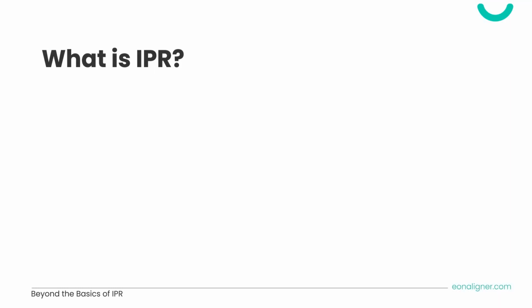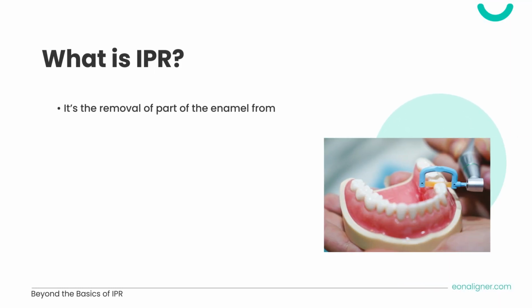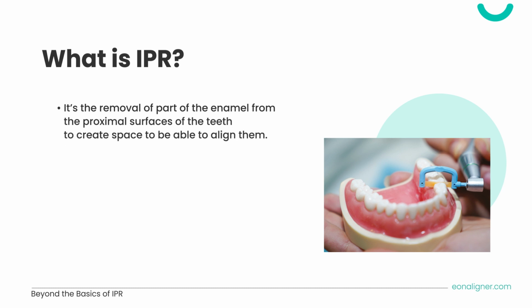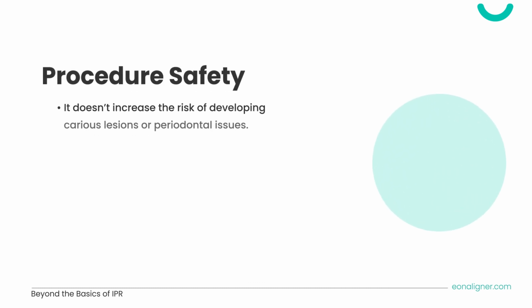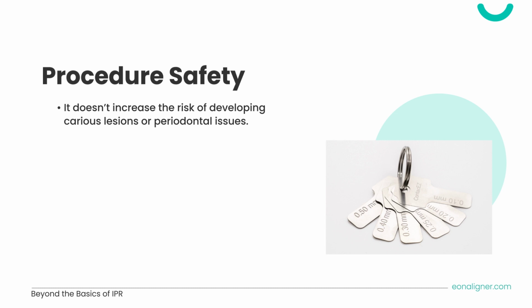What is IPR? It is the removal of part of the enamel from the proximal surfaces of teeth to create spaces in order to be able to align them. It's pre-planned in a virtual software-based treatment setup. Is it safe? It doesn't increase the risk of developing carious lesions or periodontal issues.